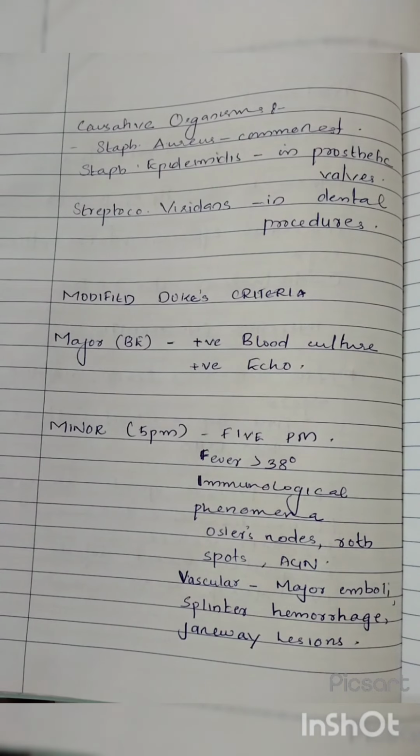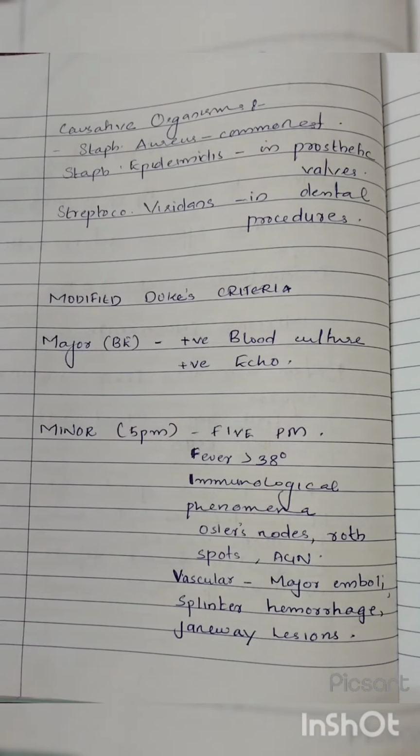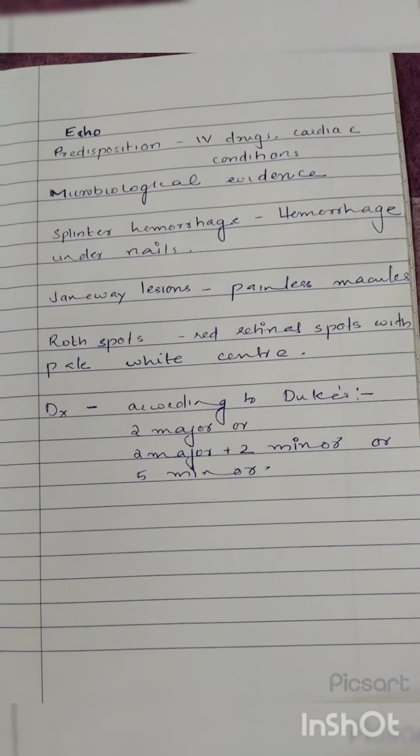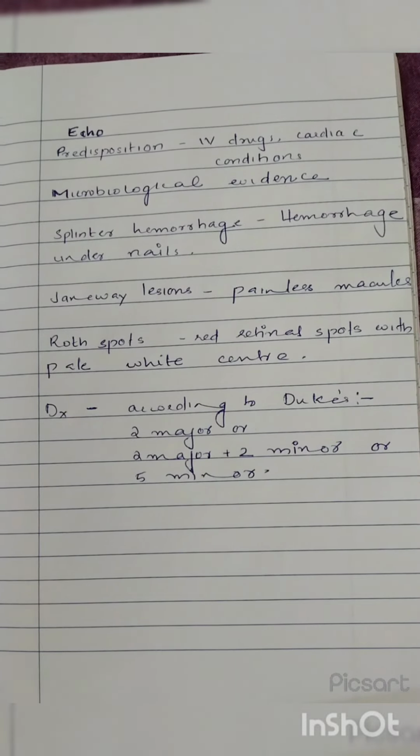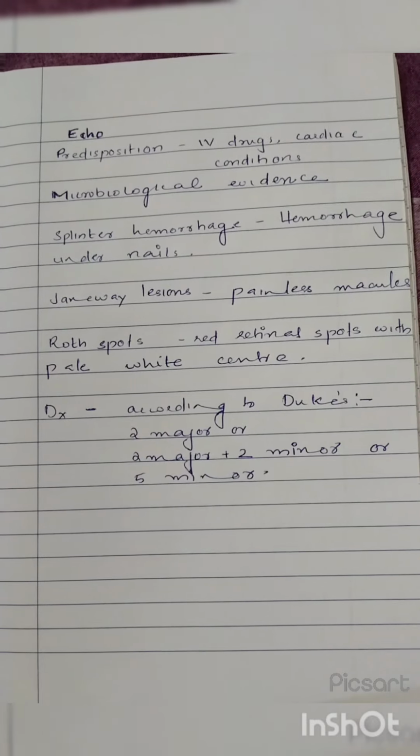Splinter hemorrhages are the hemorrhages under the nails. Janeway lesions are painless macules that can be seen on the palms and soles. Roth spots are red retinal spots with a pale white center. Diagnosis according to the modified Duke's criteria: there should be 2 major, or 1 major plus 3 minor, or 5 minor to confirm the diagnosis.